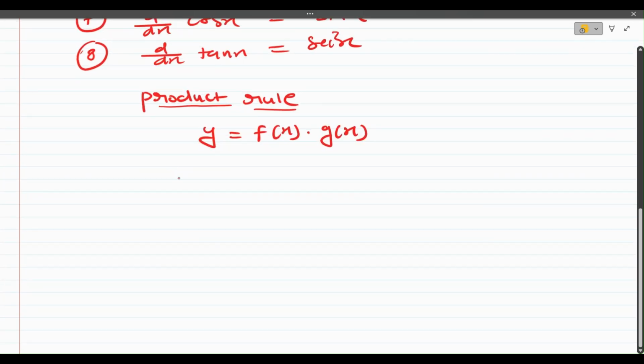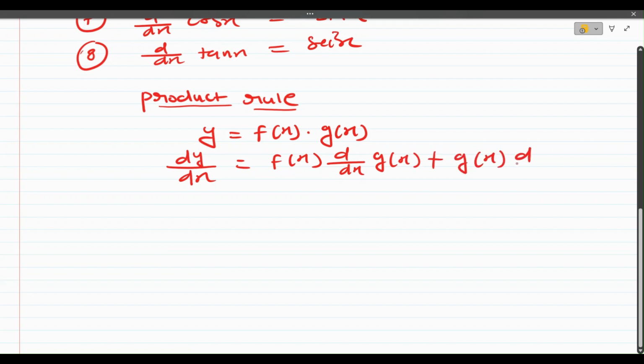So when we differentiate with respect to x, it will be dy over dx. By using product rule, how do we differentiate? We write the first function and then we differentiate the second function, plus we write the second function and we differentiate the first function. The order is not important in the product rule, so you can differentiate any of the functions first and the other function later.